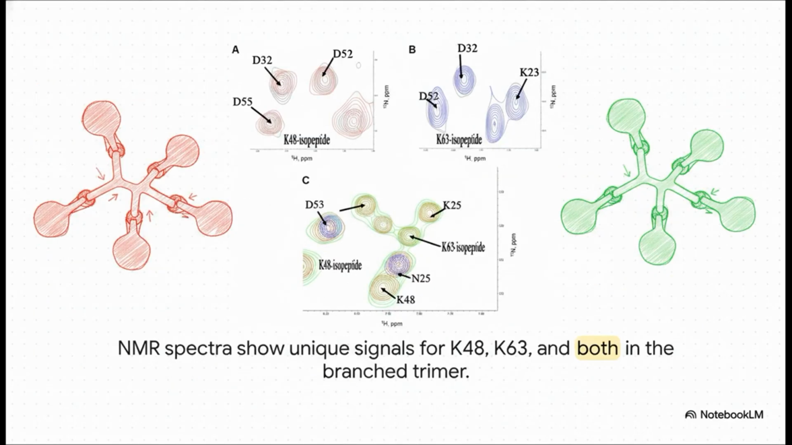And this right here, from supplemental figure S3, this is the smoking gun. This NMR spectrum is looking directly at the isopeptide bond signals on that central ubiquitin. You see the unique signal for a K48 linkage in red and the one for a K63 linkage in blue. But in their branched trimer, shown in green, you see both signals at the same time. That's direct, unambiguous proof that they successfully created both linkages on a single ubiquitin.